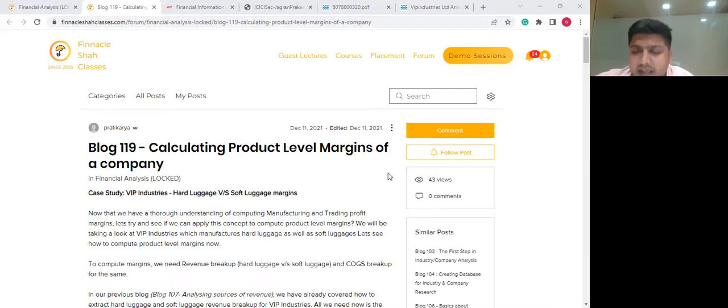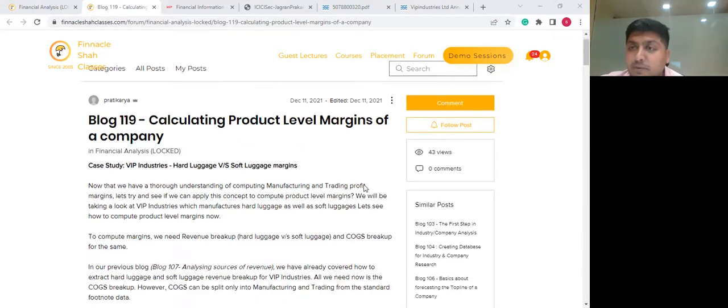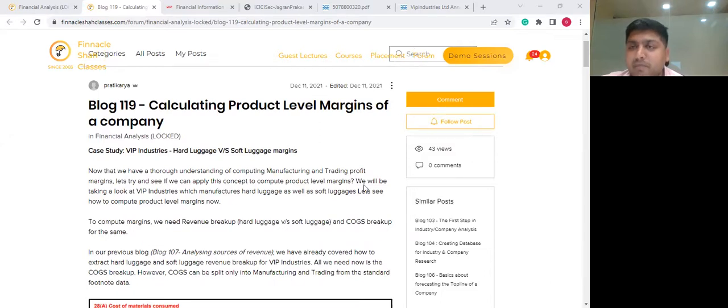All right. Now, as you may already be aware, and we have discussed this in the past through our revenue blogs, that VIP Industries engages in manufacturing of two kinds of products, one hard luggage and second soft luggage. Now, if an analyst were to calculate which particular product is driving profit margins of VIP Industries over the years, then maybe taking a look at a mix of manufacturing and trading is something we have already done using Vidhi Specialty as a case study in our previous recording, session 18. However, in today's lecture, we are going to talk about the product level margins.